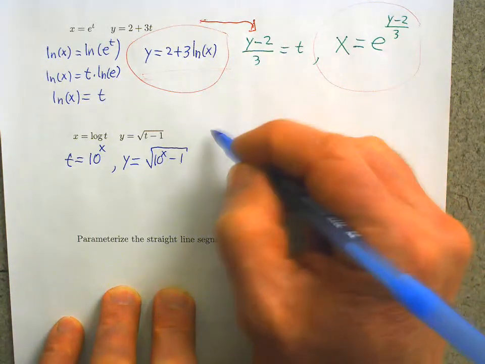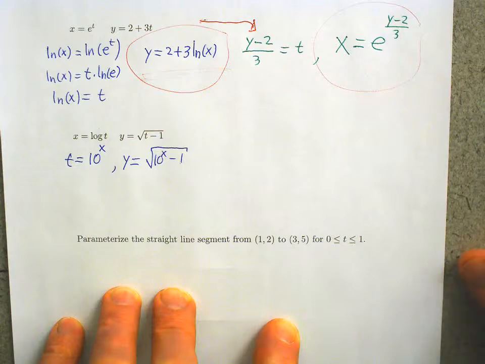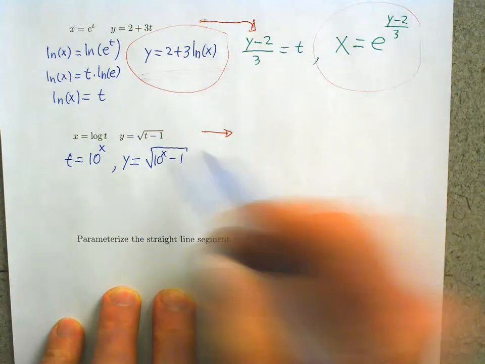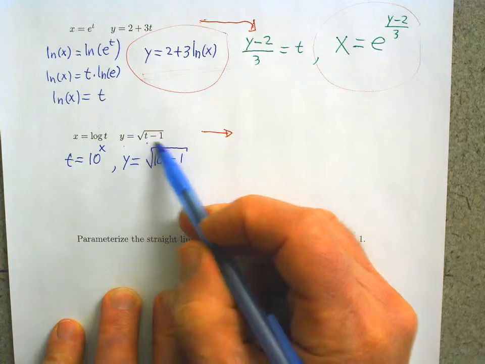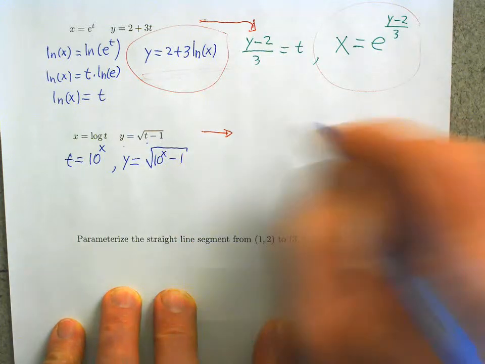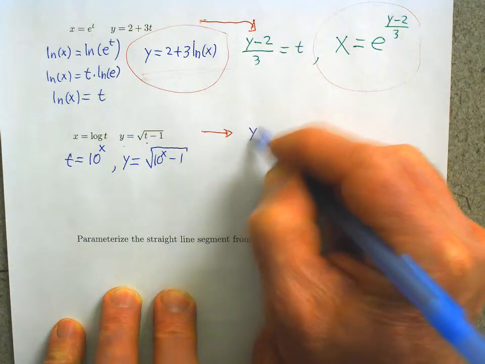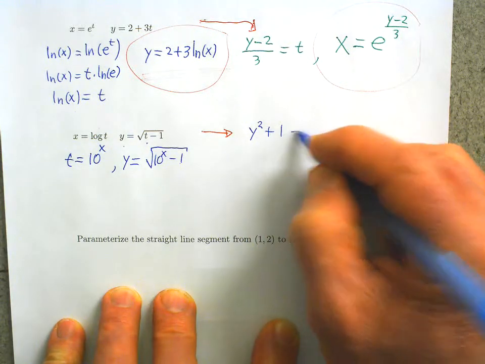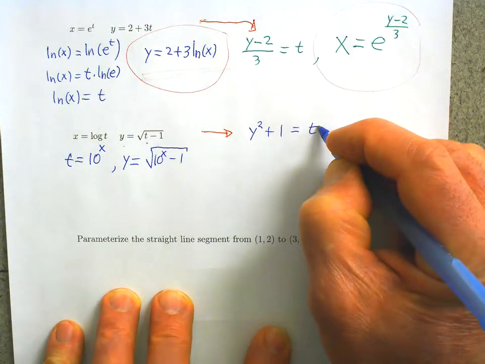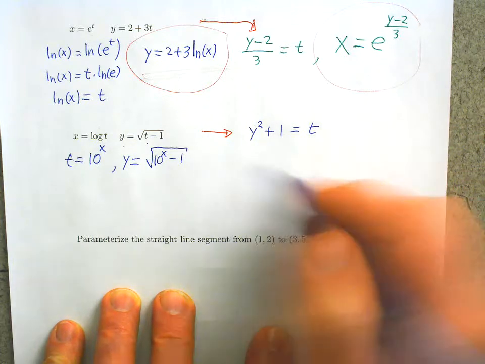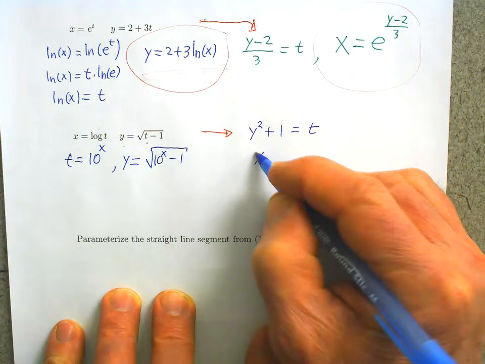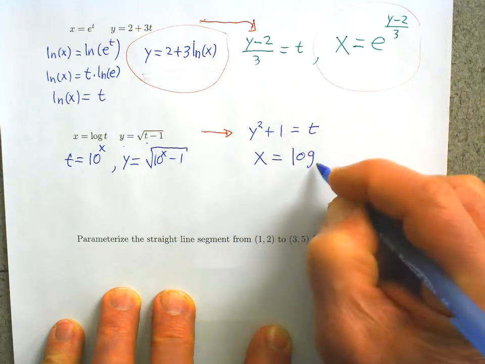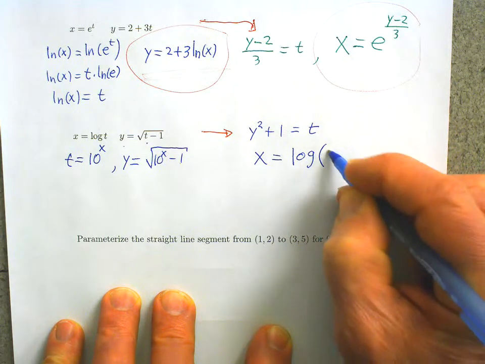Okay, alternative: solve y equals the square root of t minus 1 for t. So square both sides, and then add 1, we get y squared plus 1 equals t. And then in the other equation, we can write x equals the base 10 logarithm of y squared plus 1.